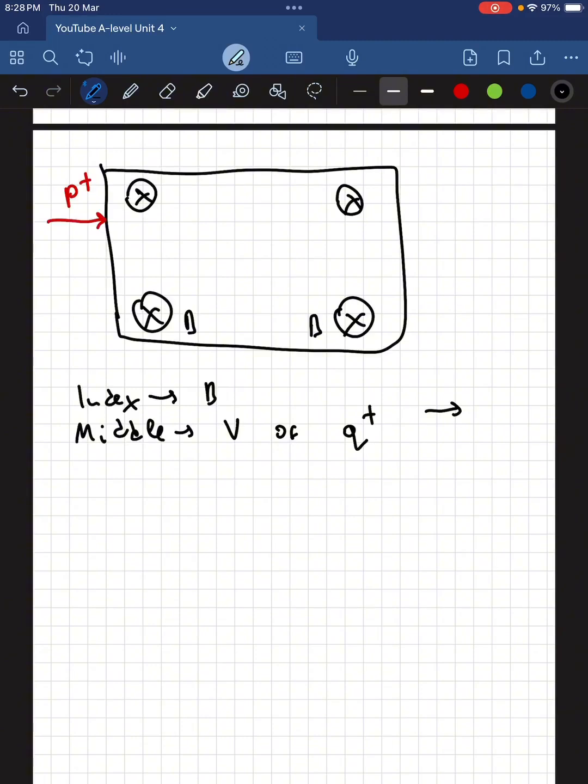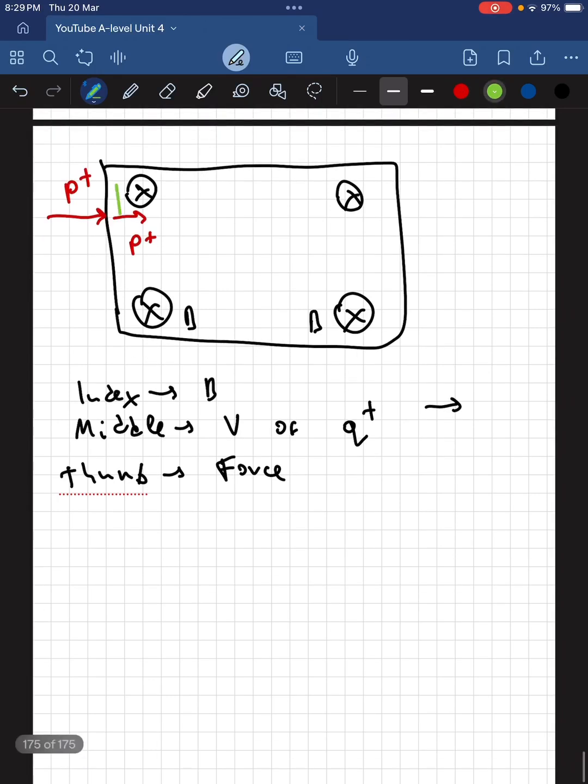But anyway, in our case, index is in, velocity is to the right. Therefore, the force, which is your thumb, is the force. In our case, we can easily see that it's up. So once it enters this space, it's going to feel a force. Let's use green. That is up, therefore it's going to bend this proton up. Therefore, you will know immediately that this is a positively charged particle.